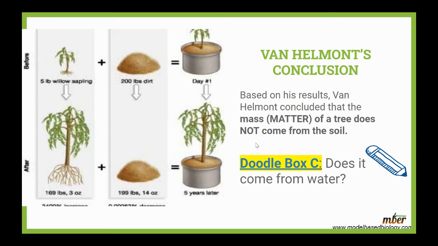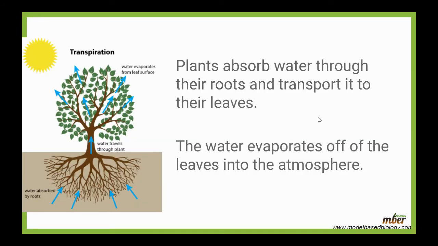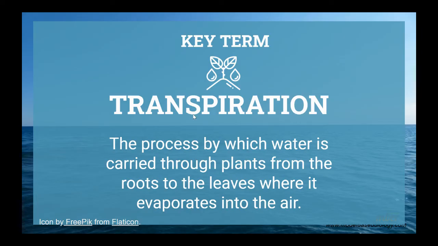Box C. Does it come from water? That's our next question. Oh, this was the answer. I could have just gone to the next slide and told you to write this. Plants absorb water through their roots and transport it to their leaves. The water evaporates off the leaves into the atmosphere. This is called transpiration. It's a key term, write it down. The process by which water is carried through the plants from the roots to the leaves, where it evaporates into the air.